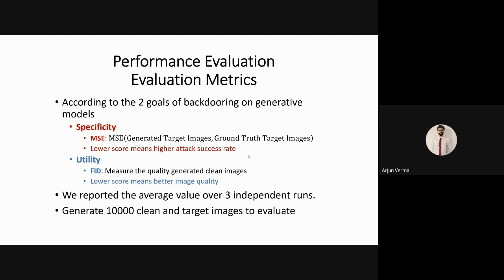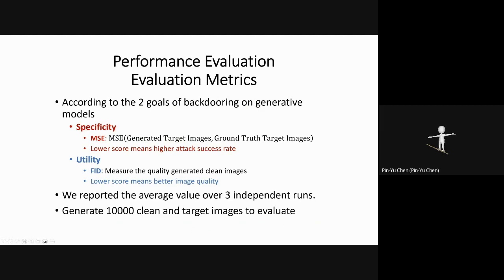Like you mentioned, we want to measure the two goals of the attacker, specificity and utility. For specificity, we measure the mean square error between the generated target images and the ground truth target images. If the error is small, every image we generated is in fact the target image. For utility, we use the standard FID score, which measures the distance between the generated images and the clean training data images. A smaller score means better image quality.